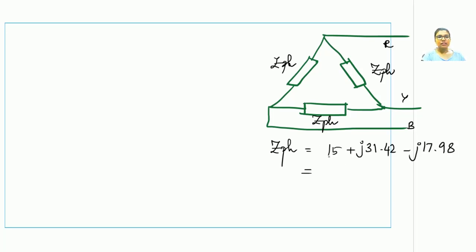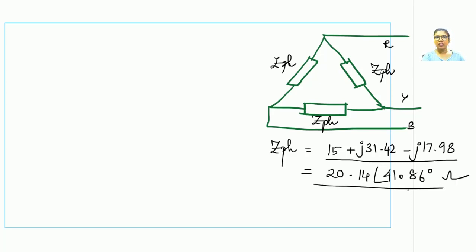This is the entire representation of the load impedance, which will be finally obtained as 20.14 angle 41.86 degrees ohms. This has been already obtained by us while solving the star connection as well. So this value of Z phase remains the same. And now we have to work out with the numerical.